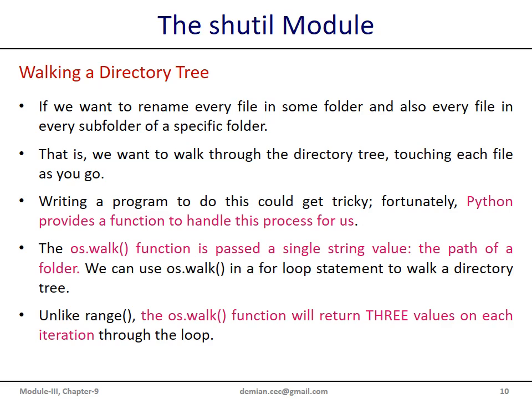The function is os.walk. It takes the path of a folder as an argument, and if we use this function along with the for statement, it will return three values for each iteration of the for loop. Let us see what these three values are, and let us understand by taking a suitable example.